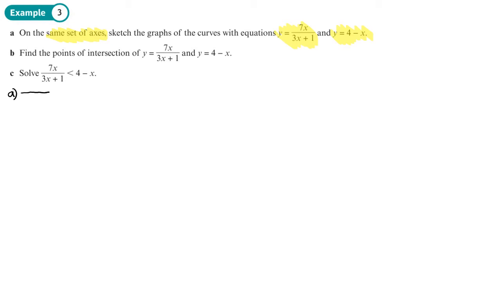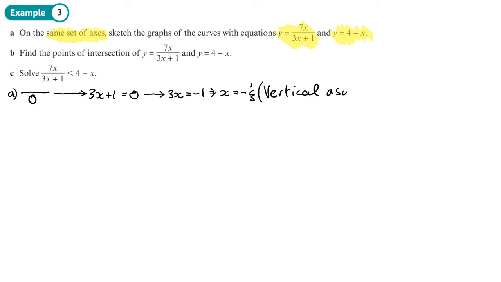Now, for vertical asymptotes, we want to make sure that we don't get 0 in the denominator, which means that 3x plus 1 cannot equal 0. Now if 3x plus 1 is going to equal 0, that's 3x equals negative 1, or x equals negative a third. Okay, so what that means is when x equals negative a third, we will have a vertical asymptote. Yeah, because we don't want that number in the denominator.